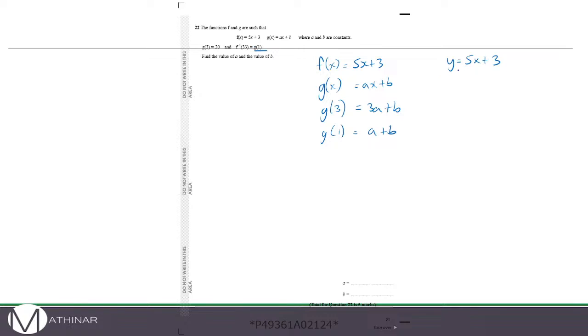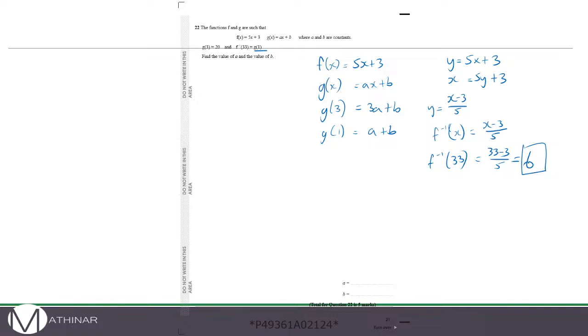We switch the x's and the y's around, so this becomes x equals 5y plus 3, and then we make y the subject. So this will become x take away 3 divided by 5 equals y. So f to the minus 1 of x is x minus 3 all over 5. So now f to the minus 1 of 33 is 33 take away 3 divided by 5, which is 30 divided by 5, 6.